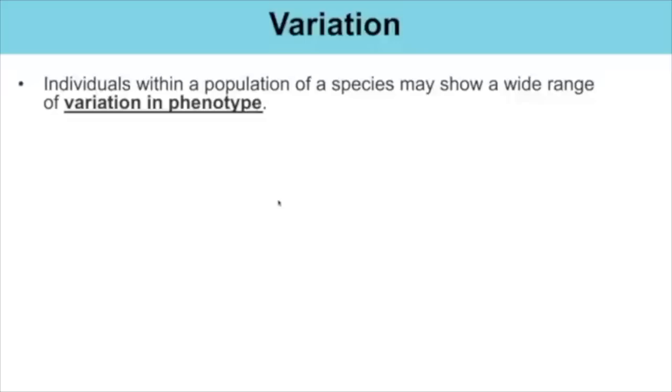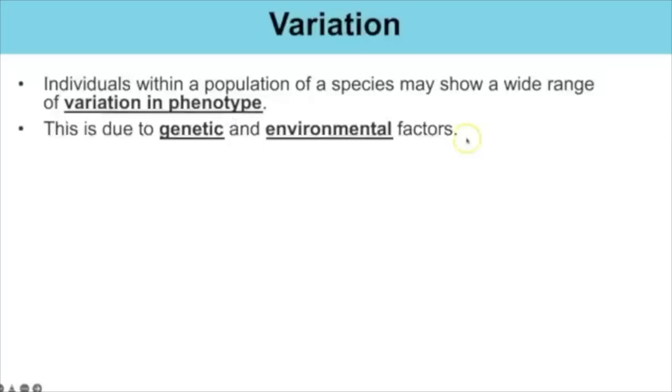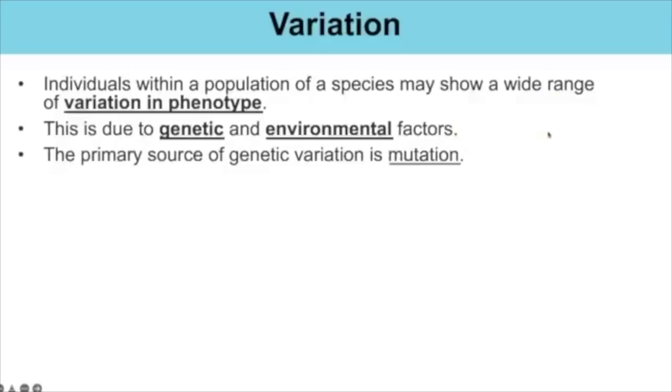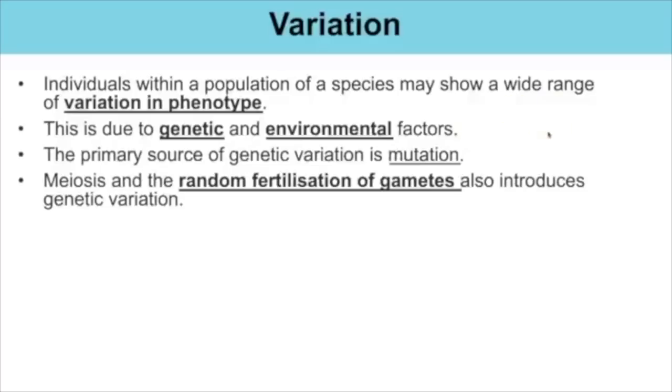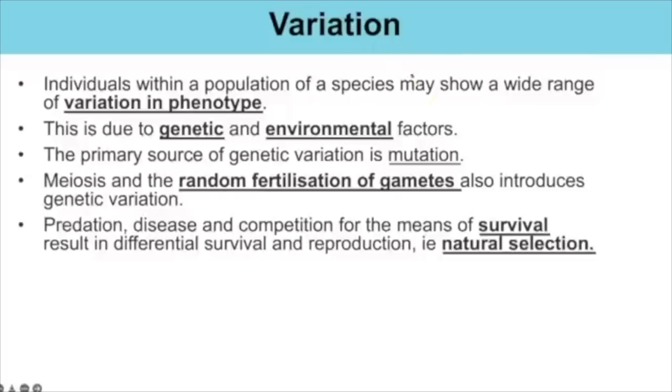So next we're considering variation. And individuals within a population of the same species may show a wide range in variation of phenotype. And this is due to both genetic differences but also environmental factors. The main source of genetic variation is mutations, but there will also be some genetic variation introduced by random fertilization of gametes and also in meiosis, crossing over and independent segregation. Now that variation is what leads to natural selection. Predation, disease, competition are all things that are going to be driving this natural selection.